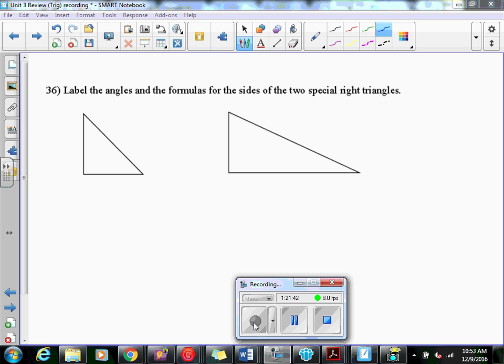All right, for number 36, they're asking you to label the angles and the formulas for the sides of the two special right triangles. In your review, you already have the special right triangle formulas, starting with number 9 through number 13. I've already explained in detail the 30, 60, 90 triangle and the formulas, as well as the 45, 45, 90 triangles and the formulas.